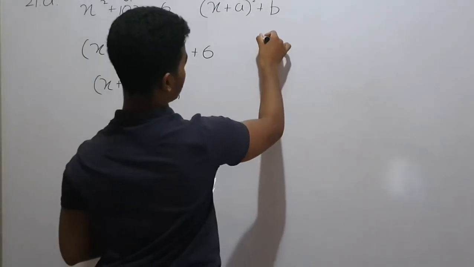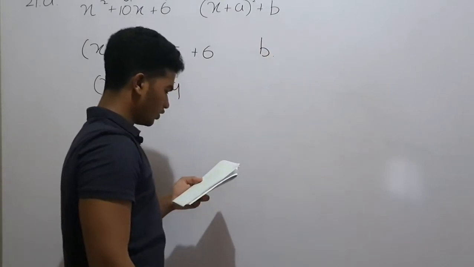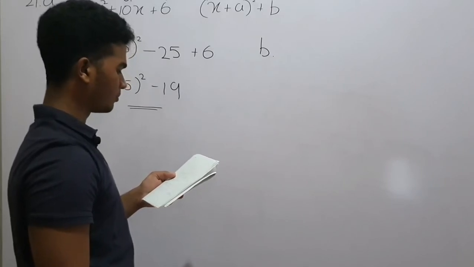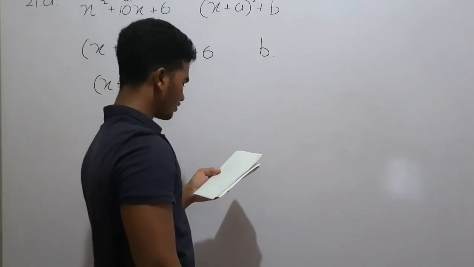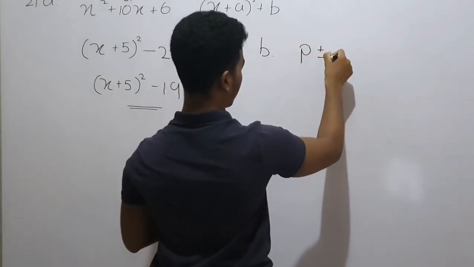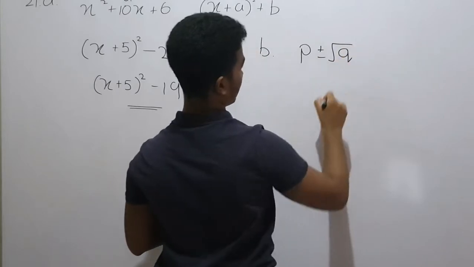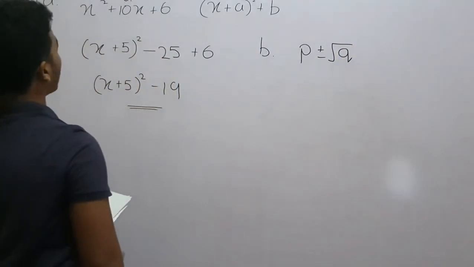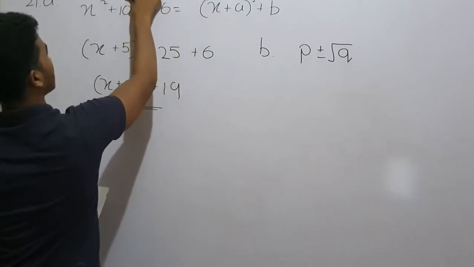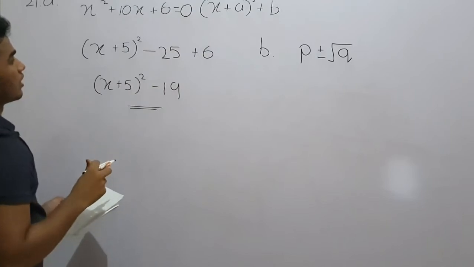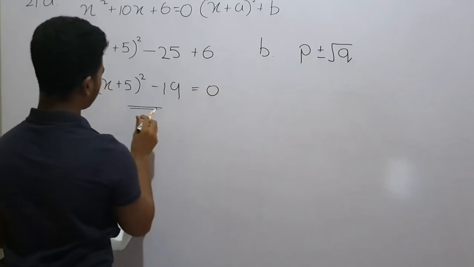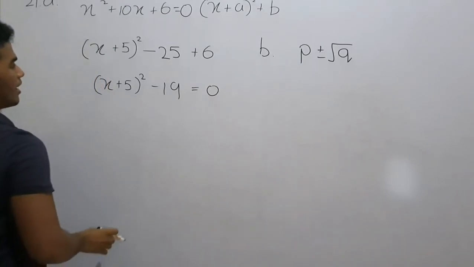So part B, use the answer to part A to solve x squared plus 10x plus 6 equals 0. Give your answer in the form p plus or minus root q. This sum is really easy. This is the question, it is equal to 0. And we should use this, make it equal to 0 and get the x value.